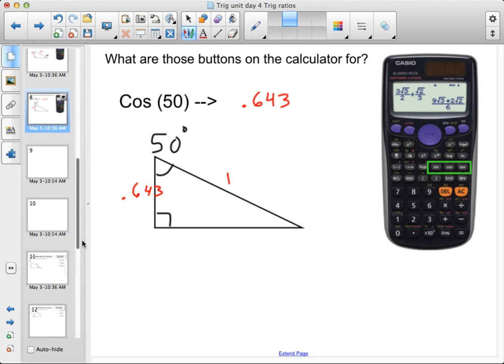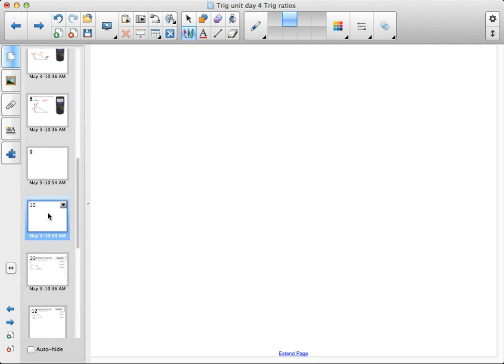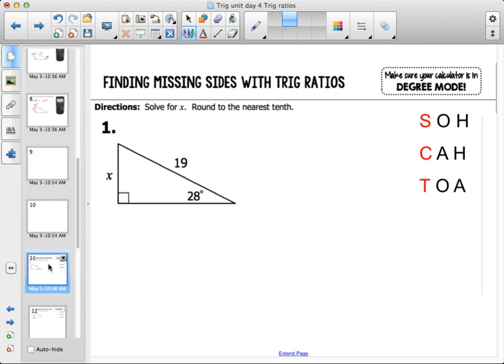Now, the reason why this is beneficial is because eventually we're going to have to solve some problems or find some missing side lengths with these trig ratios. There's a step-by-step process I'd like you to follow. First thing that you'll do is identify what side length you know and what side length you are trying to solve for. This is going to help identify what function we're going to actually use to solve it.